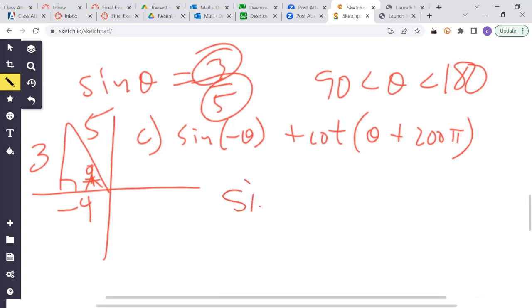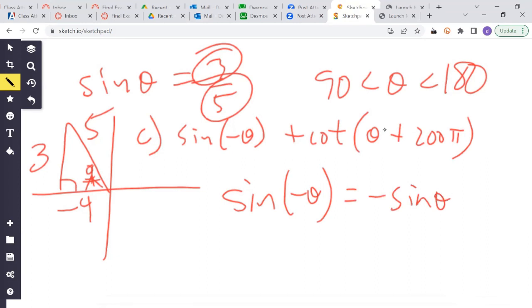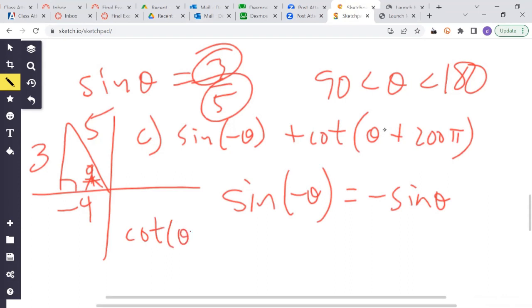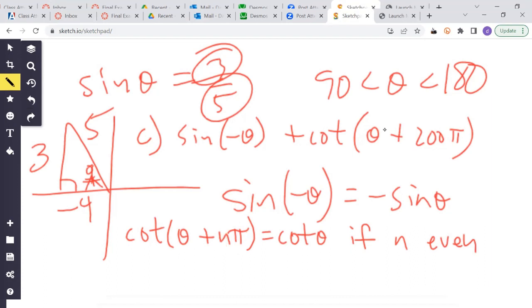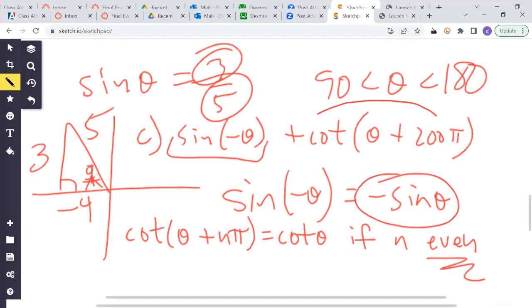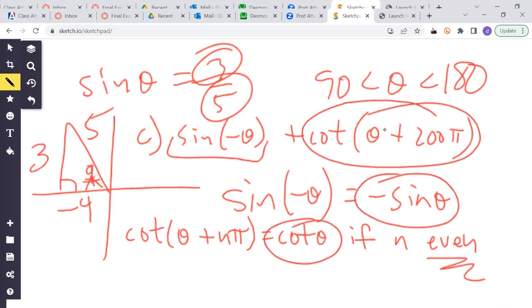Now, one of the facts from earlier in the semester was that the sine of negative theta is equal to negative sine of positive theta. Also remember that cotangent of theta plus n pi equals just regular cotangent of theta if the number n, which is attached to pi, is even, which for our example it is because it says 200. So by substitution, let's change this into that, and let's change that into that.